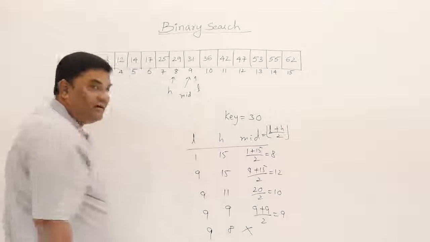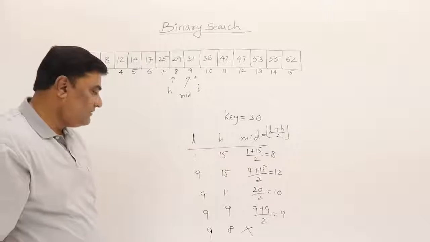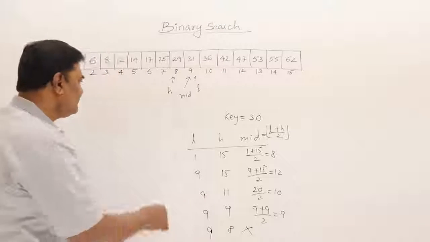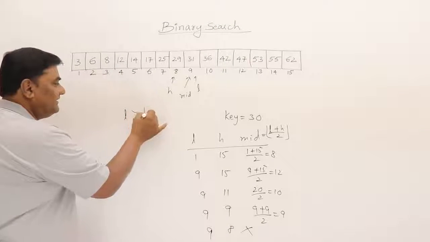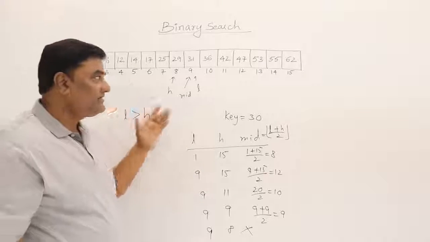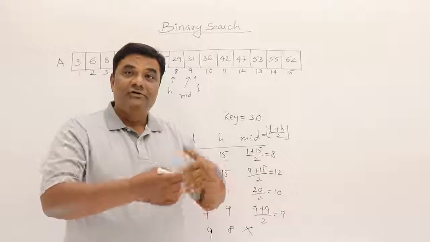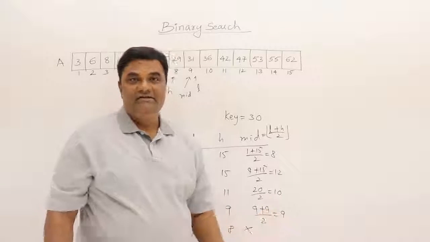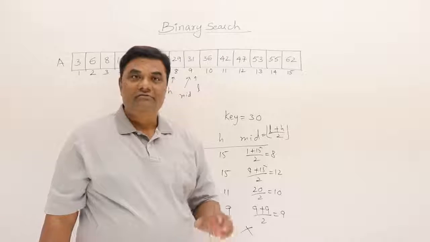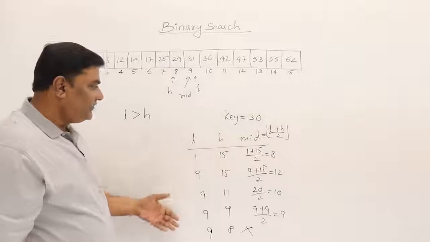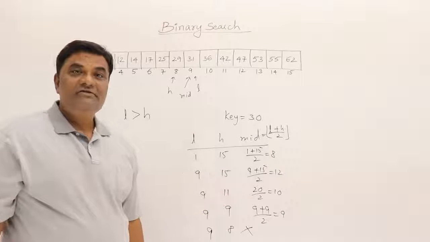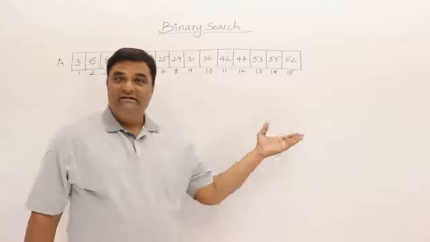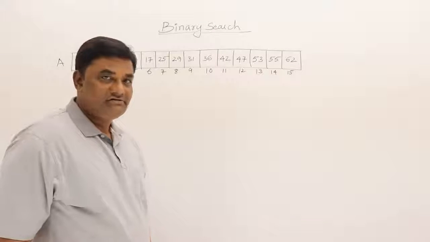So if you observe now, this low, 9, is greater than high. So low has become greater than high. But when we start, low will be on the left hand side and high on the right hand side, so low cannot cross high. If it has crossed, it means we did not find the element. Element is not found. That's it. So if low becomes greater than high, the element is not found. Now let us write an algorithm for binary search.